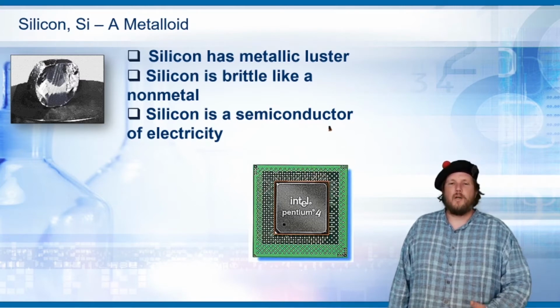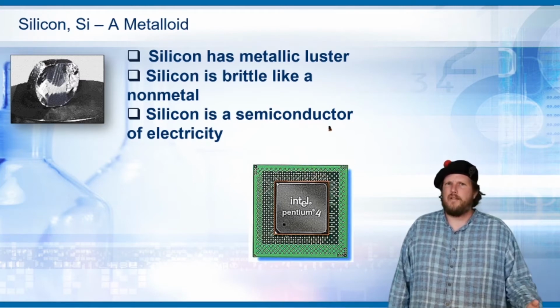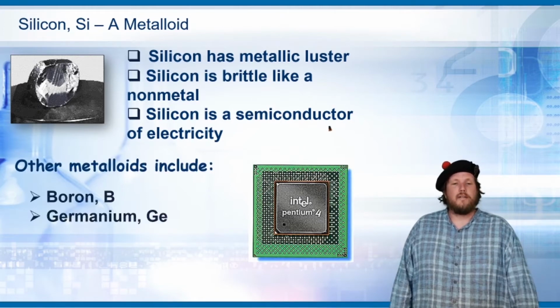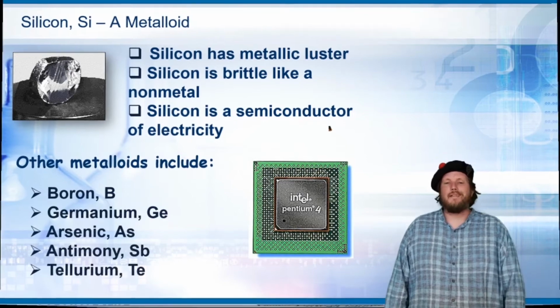This is a Pentium 4, hilarious. We're now up to like the i7 10th generation or something like that. Other metalloids are boron, germanium, arsenic, antimony, and tellurium.